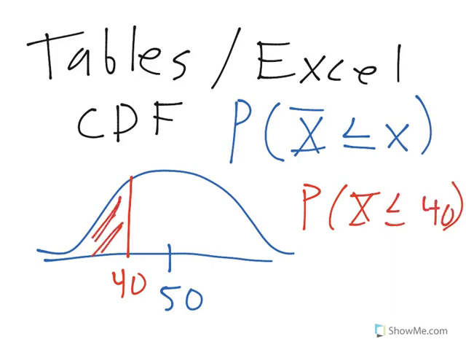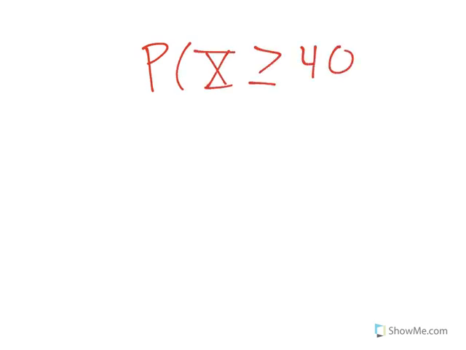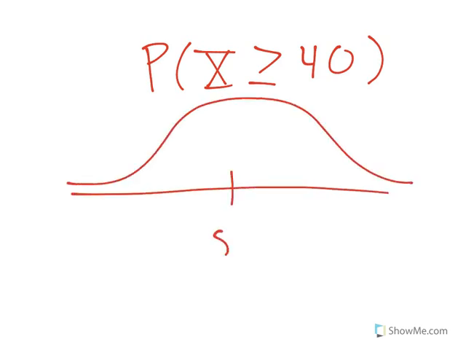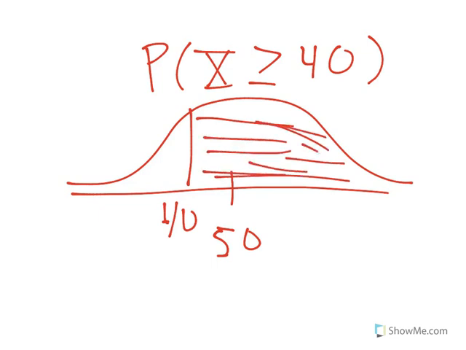Then this is the part of the curve worth finding. And that's why we can use the formulas and everything I have posted before. However, if I want to find the probability some random variable is greater than or equal to 40, I'm still centered at 50 if I'm sticking with the same problem. 40 is over here, but I'm doing greater than or equal to, so now I'm on this side of the bell curve. Well, the table and Excel don't do that.